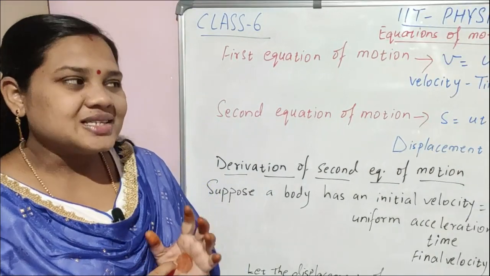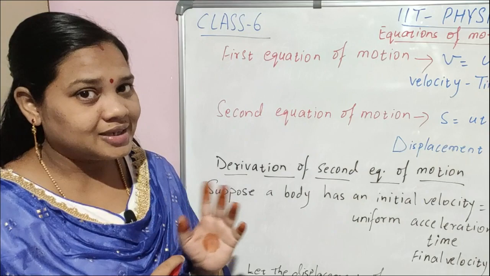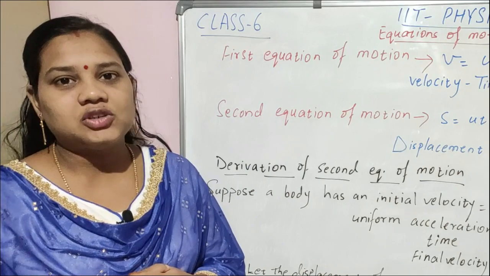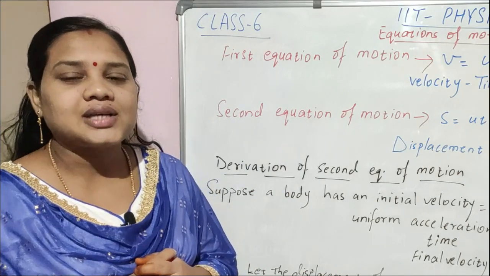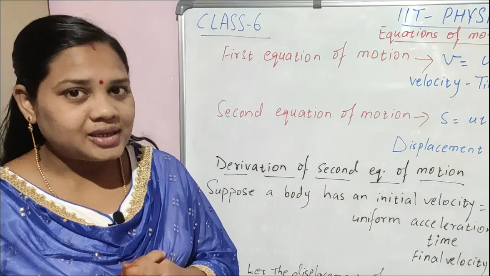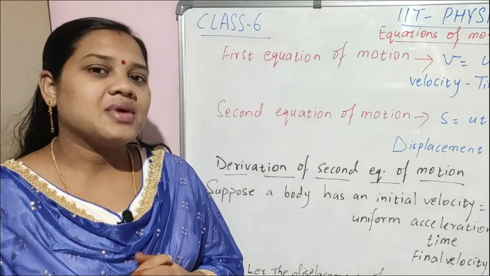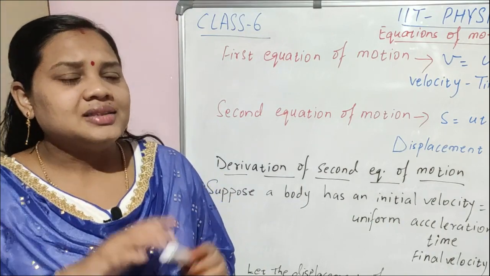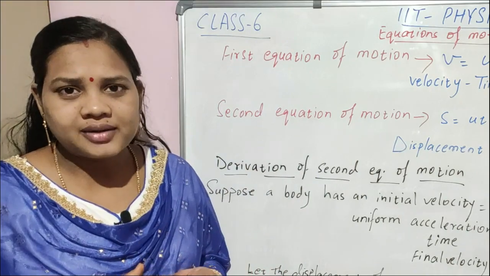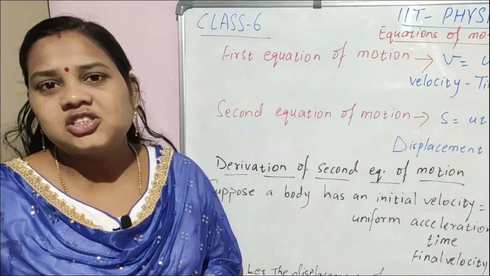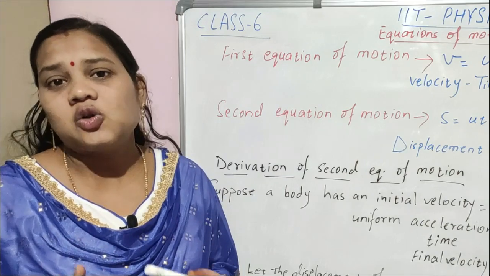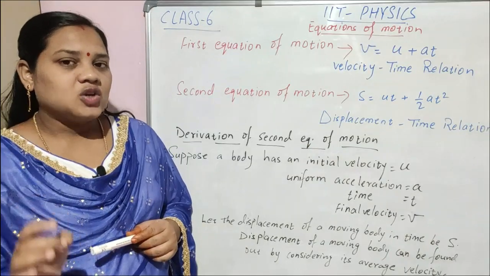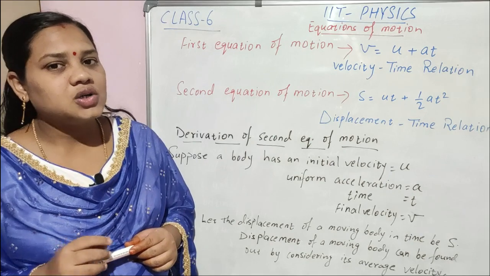So remember children, these three equations of motion: first you studied in the previous class, today the second equation of motion, and in the next class the third equation of motion. These three equations of motion are applied only for a body which is moving with either uniform acceleration or uniform retardation. Very important point, you have to remember this. Clear? So what was the first equation of motion? Velocity time relation, that is V is equal to U plus AT.